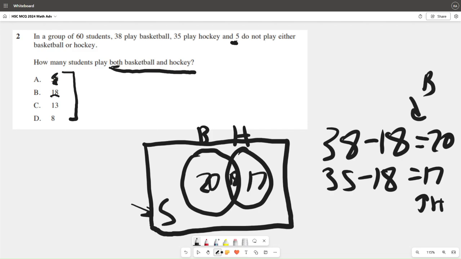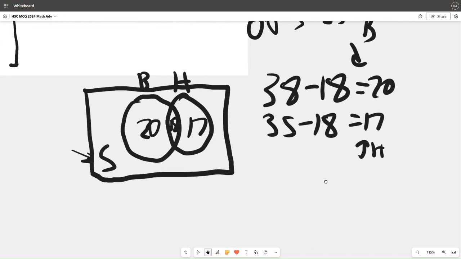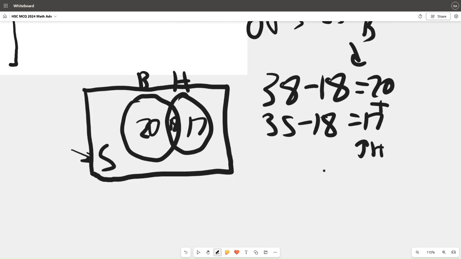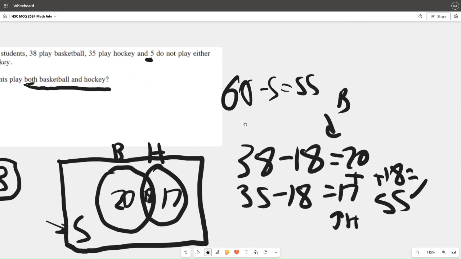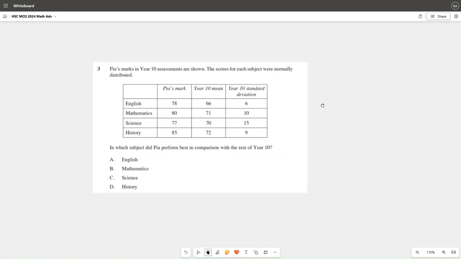And to confirm, it should be 55, right? 55 is what's left. That's what the last 3 remaining things should be, because 60 minus 5, 5 being the outside, is 55. We have to add this to confirm it. So 20 plus 17 plus 18, 20 plus 17 is 37, plus 18 is 55. Alright, so that means it has to be B. Keep in mind, I basically just went for trial and error here, but you can do it through algebra. To be honest, in my opinion, as I said earlier, this is just faster, so I would just do it like this. Alright, next question.